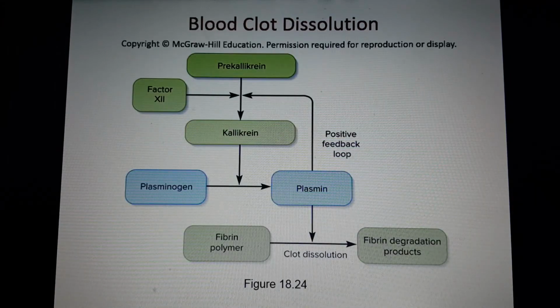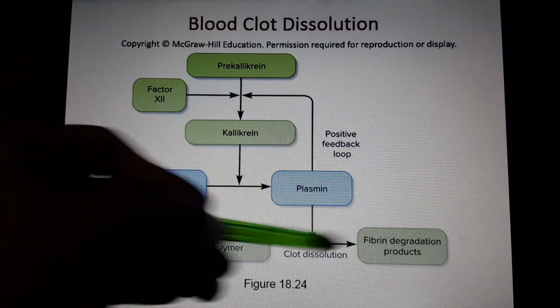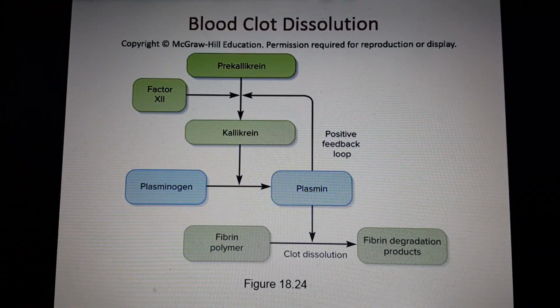And then also with the dissolution of a clot, again, a bunch of steps that I don't want you to pay attention to. Just know that eventually after the skin is healed, that blood clot has to be removed.